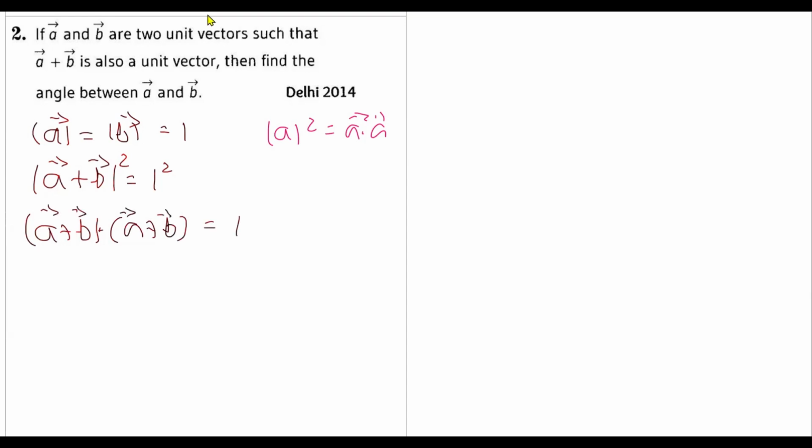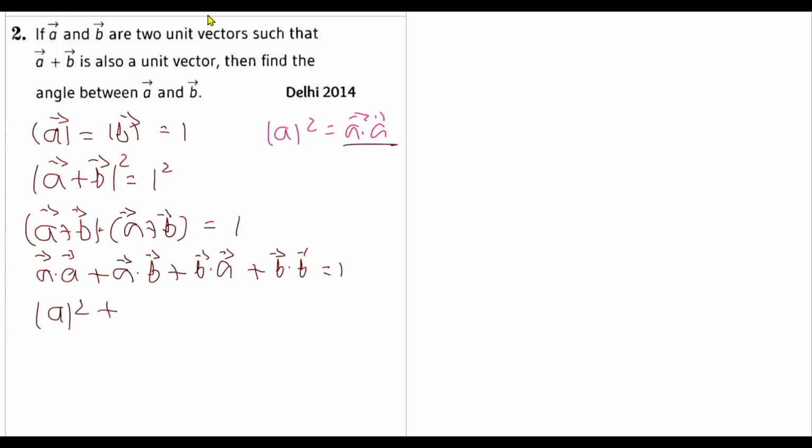Now check here, if I multiply A with A, it's going to be A dot A plus A dot B plus B dot A, and plus B dot B is equal to 1. Now, once we have done this, what we know that A dot A is what? A magnitude square. So I can replace this with A magnitude square.